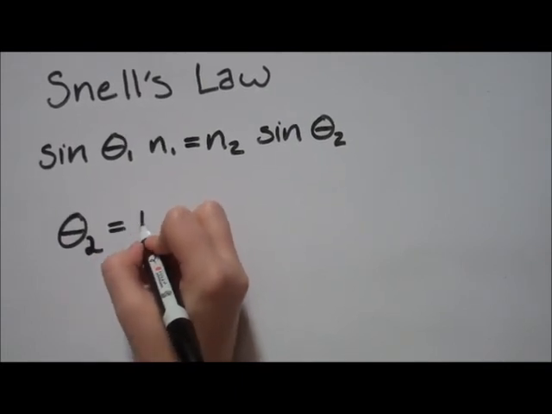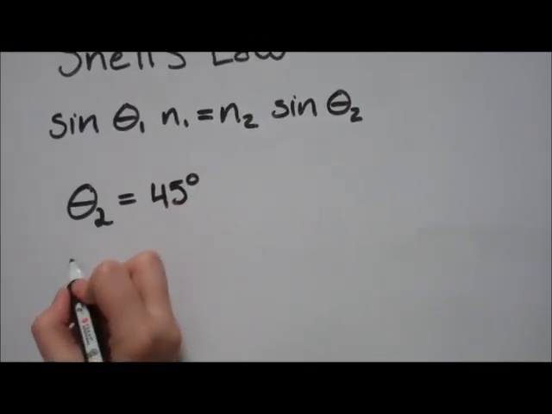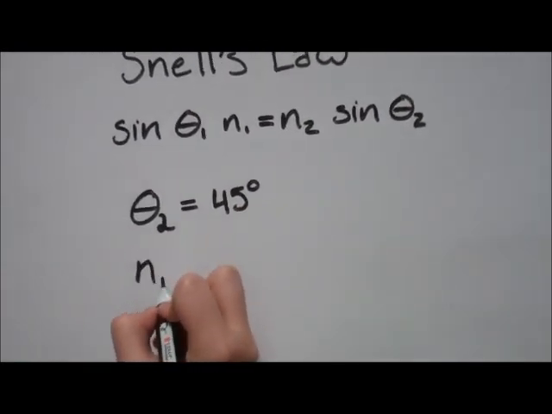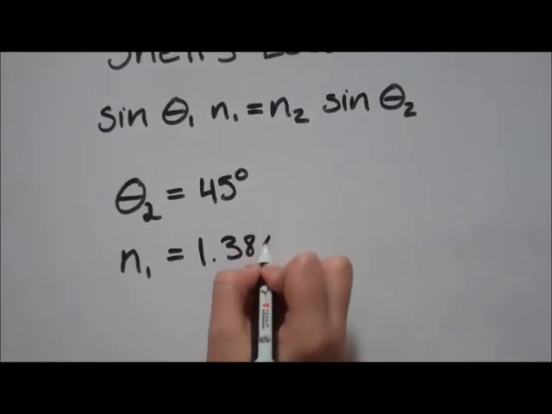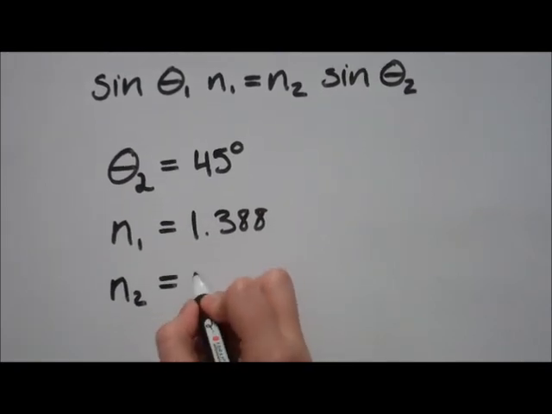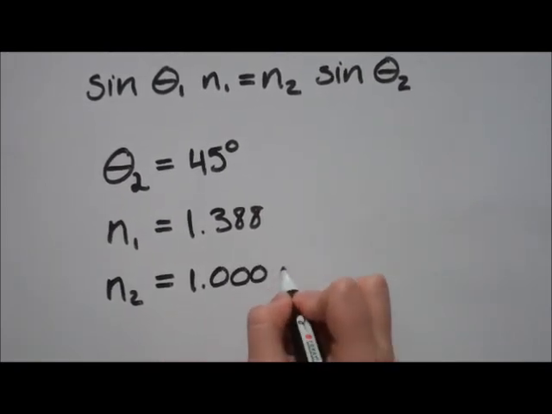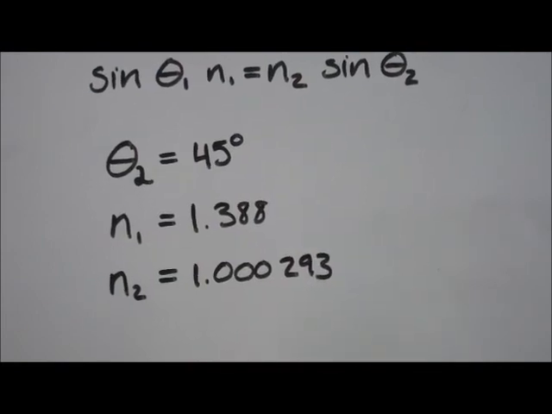For instance, say a ray of light is coming toward the cornea at an angle of incidence of 45 degrees. If the refractive index of the cornea is 1.388 and the refractive index of the air is 1.000293, what is the angle of refraction after the light hits the cornea?